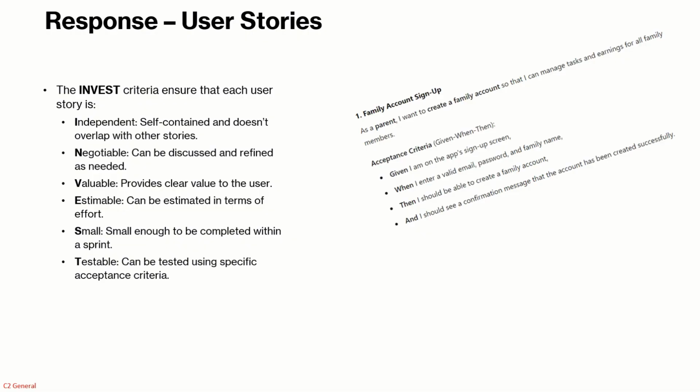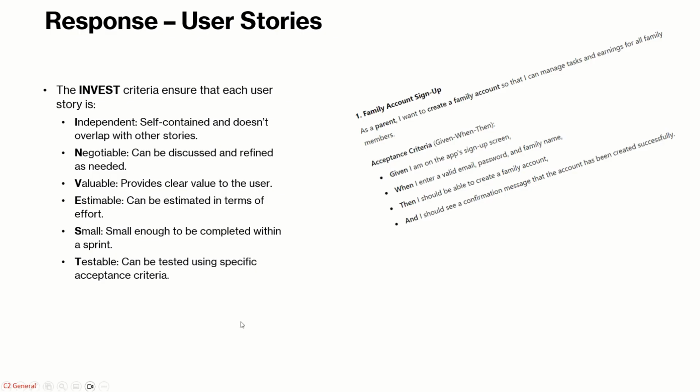Like the first requirement I had was it should be possible to create a family account. So as a parent, I want to create a family account so that I can manage the tasks and earnings for the family members. And then it gives me the acceptance criteria, and I had told it to use the given when then format. So it gives me a scenario when I'm on the app's sign up screen. When I enter an email, password, and family name, I should be able to create a family account, and I should be able to get a confirmation that my account has been created.